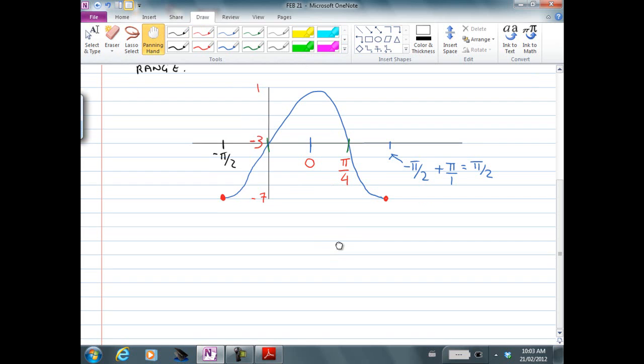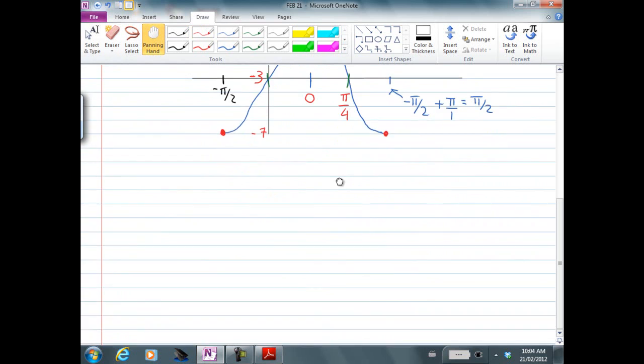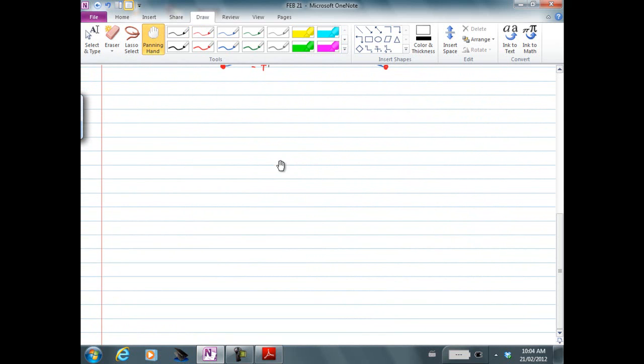But that's your review. Here is why you need to know how to graph by heart. This is called working backwards. And this is where your true lesson starts for today.